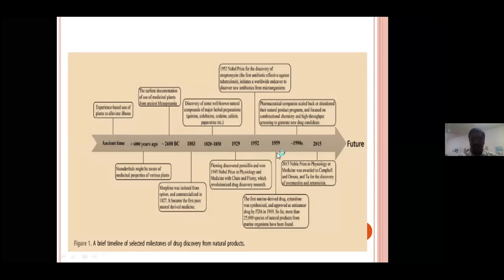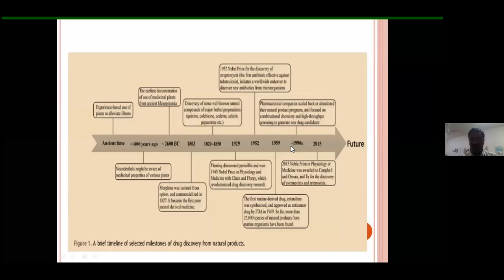In 1959, vinblastine, an anti-cancer drug, was discovered from a plant source. Then in 1990, various pharmaceutical companies started using computational chemistry and high throughput screening, and started working on various plants. And you know very well, in 2015 one of the scientists got the Nobel Award for the discovery of artemisinin as an anti-malarial drug. These are just milestones of natural products research and discovery.